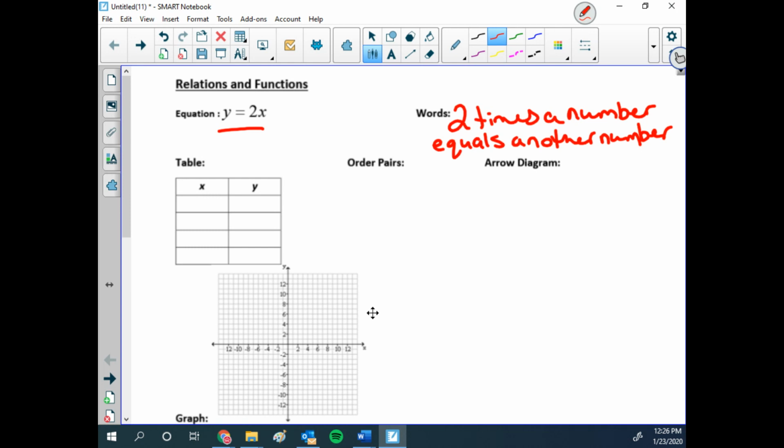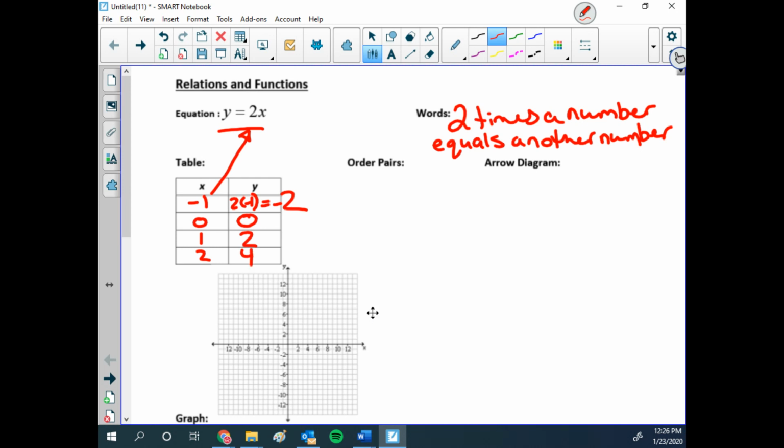If I'm going to create a table here, I can just choose whatever numbers I want in the table. So let's say -1, 0, 1, and 2. If those are my x values, I take those x values and put them in to solve for my y value. So this would be 2 times -1. Well, the corresponding y value is -2. 2 times 0 is going to be 0. 2 times 1 is 2, and 2 times 2 is 4.